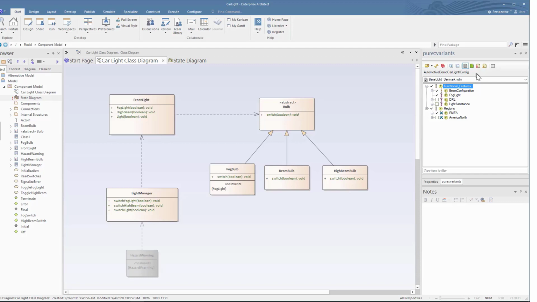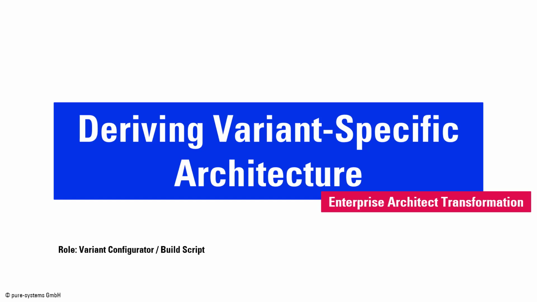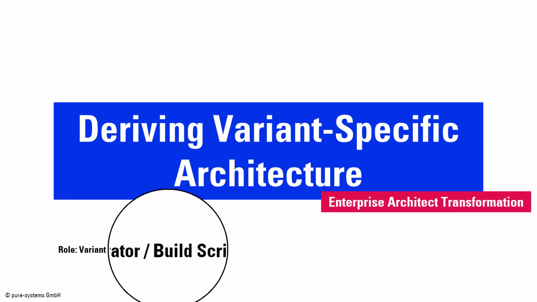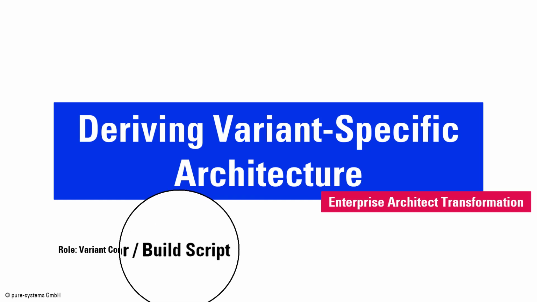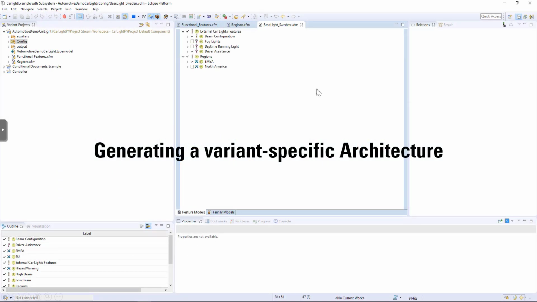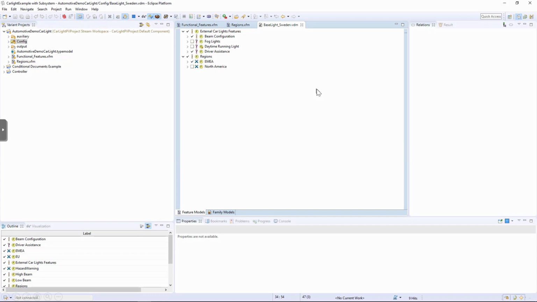So the preview is nice, but at a certain point you will surely also want to derive variant-specific architectures. So you want to instantiate a specific architecture for a specific variant. You can do this in two ways. You can either trigger this so-called transformation manually, like we will show here, or you can also fully automate this and run this headless via build script. But let's see how to trigger such a transformation.